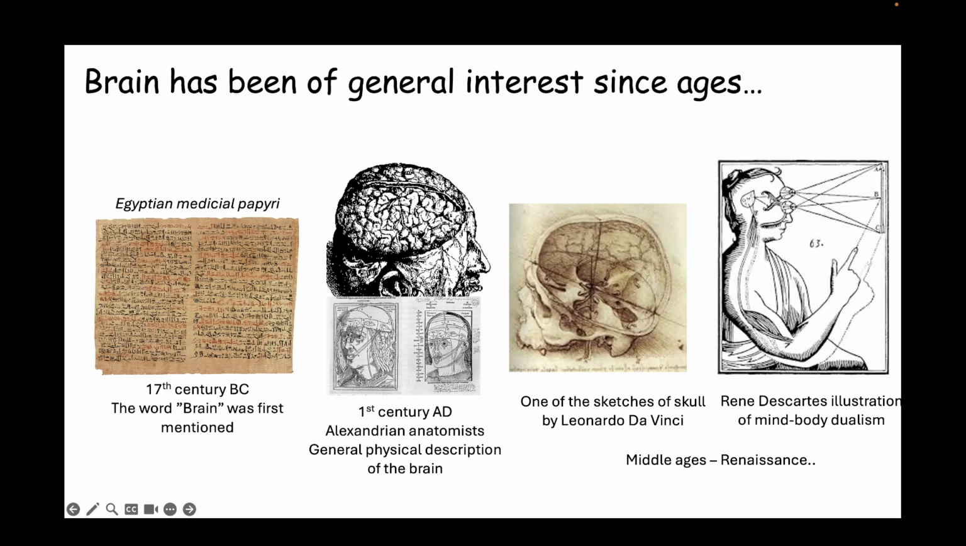And since then, coming to the first century AD, people have been describing the general physical description of the brain in various anatomical textbooks of those times. And in the Middle Ages and Renaissance, Leonardo da Vinci drew the anatomy of the brain and skull, etc., from dissection, and then it interested many people in the Middle Ages and Renaissance to try describing the brain and its phenomena.